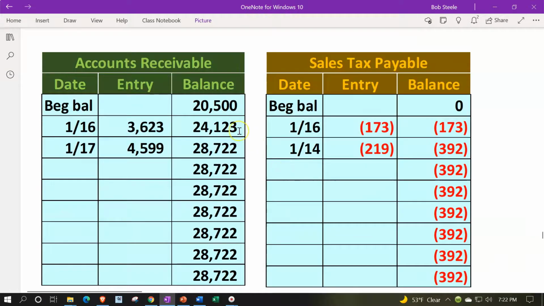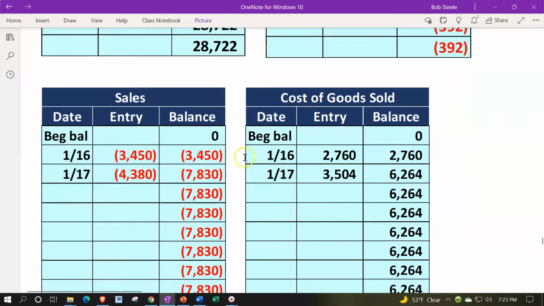We were at accounts receivable in the general ledger of 24,123. It went up by 4,599 to that 28,722. We were at in the sales tax payable 173. It went up by the 219 to that 392. Sales was at 3,450. It went up by 4,380 to 7,830.